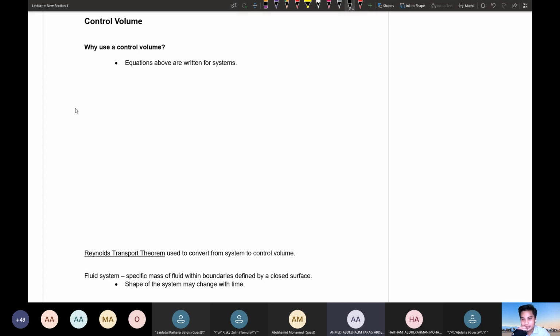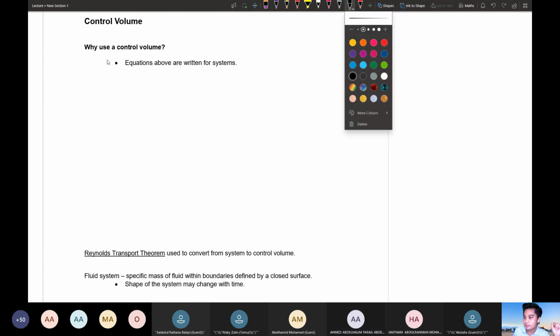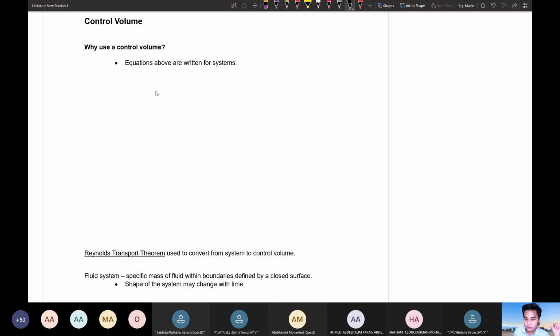Basically, control volume is the fixed region. It does not change position; we focus only on one position. So that is what we call the control volume. From here, we use the control volume. The equations above are written for the system.